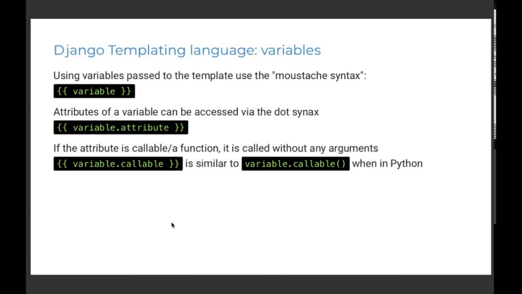So in Django templating, variables use what's called the mustache syntax, which is two curly brackets, and in between those two curly brackets are your variables. Attributes of variables can be accessed using the dot syntax. If the attribute is callable, or also known as a function, it is called without any arguments.